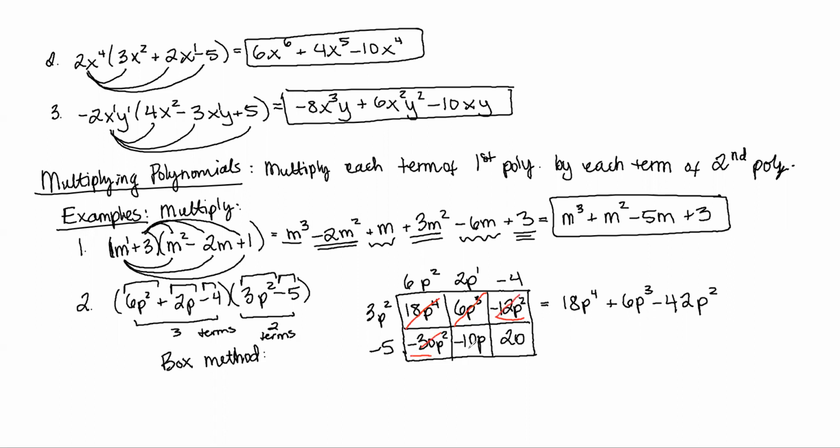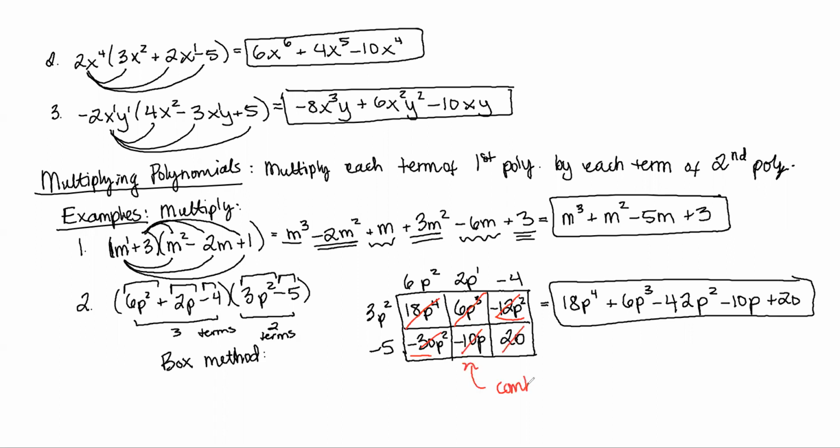And then finally, negative 10p, we don't have another of those, so I'll bring that over. Bring over this negative 10p and bring over the 20, so plus 20 because it's positive. Okay, and so we're just combining these like terms. All right, so that's the box method. You can always use that for multiplying polynomials if you'd like.